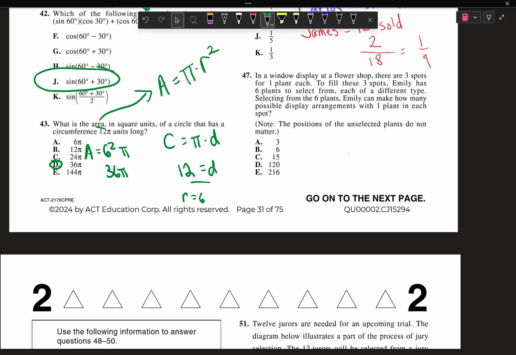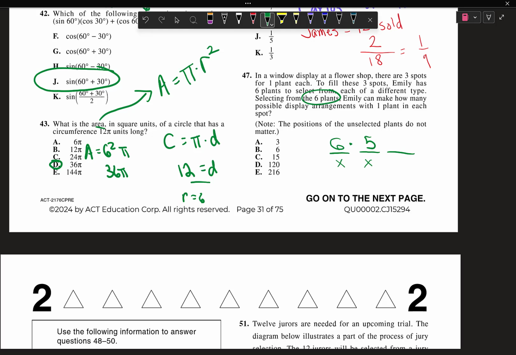So we have 3 spots for 6 plants. So of those 6 plants, let's think about that first spot. How many different plants can we choose from to put in that first spot? Well, 6. Any of the 6 we can put in that first spot. But that means we've put a plant in this spot. So now the second spot, how many different plants can we choose from?